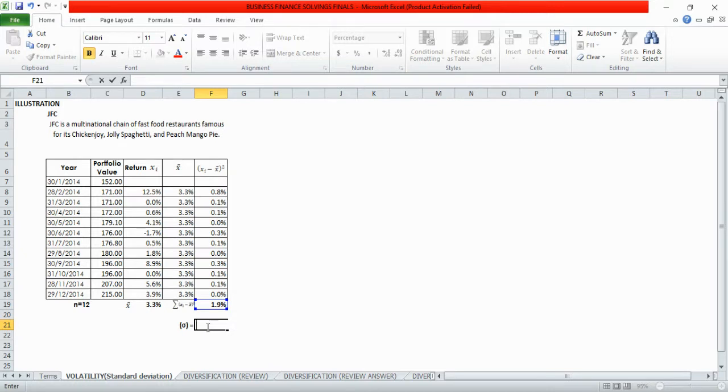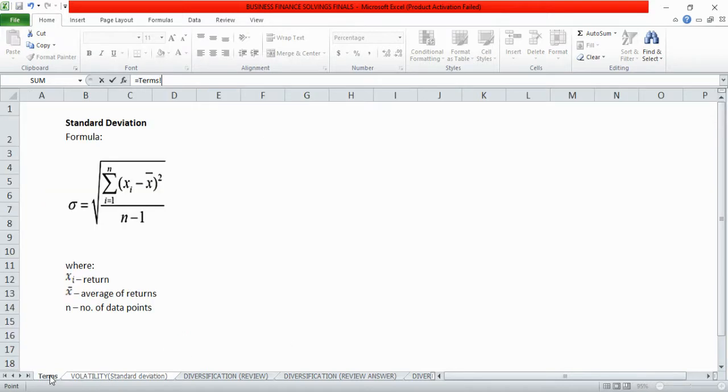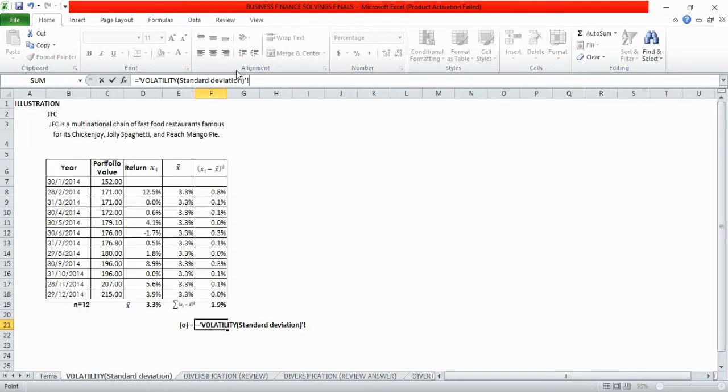So you have to do this. Use the formula. What formula are we going to use? This one, this formula. So don't forget that we have to enclose it in parentheses. So what is our summation? This is the summation of our difference, or the square of the difference of our return and average return.